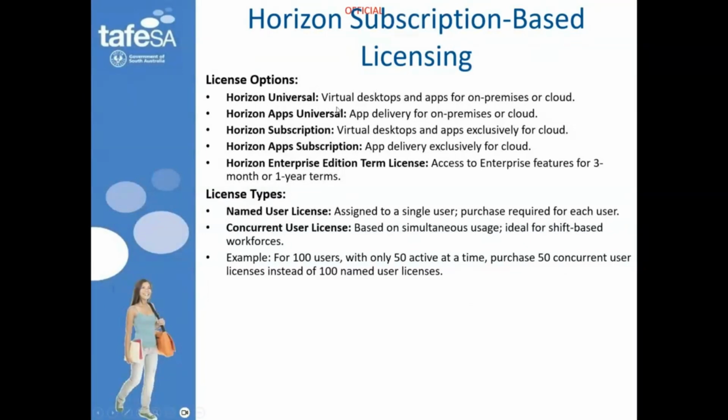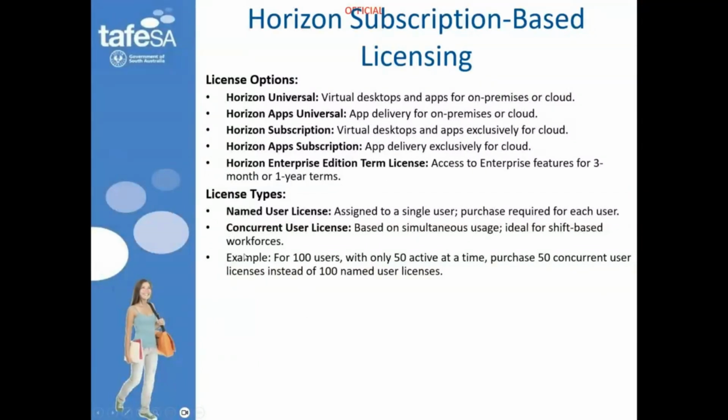Like I said, the universal license allows virtual desktops and apps on premise or in the cloud. As the name suggests, universal, anywhere. There's Horizon App Universal, which gives you app delivery on premise or in the cloud, so this is specific to apps. There's Horizon Subscription, which is what we just talked about. That subscription is only for the cloud. And there's the app subscription, which is again the apps through the cloud. There's the Enterprise Edition term license, which gives access to enterprise features for 3 months to a year a term. So this is more for your on-premise.